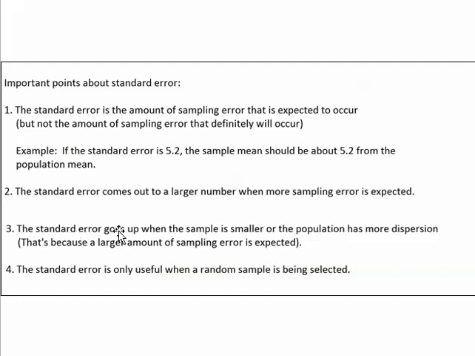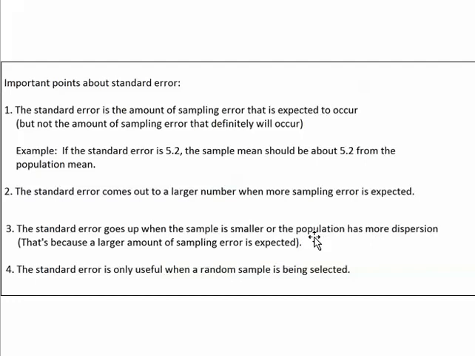The standard error goes up when either the sample size is smaller or the population has more dispersion, because these two factors both contribute to more error in a sample. When the sample size is small, the sample statistic, like the sample mean, will be more affected by extreme values in the sample, which means that you would expect the sample mean to be more off target.